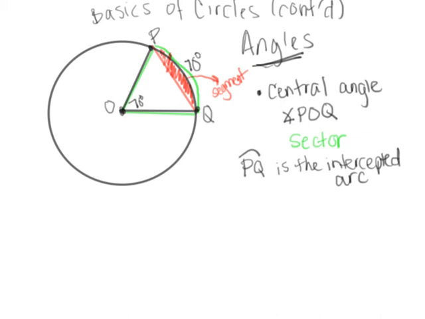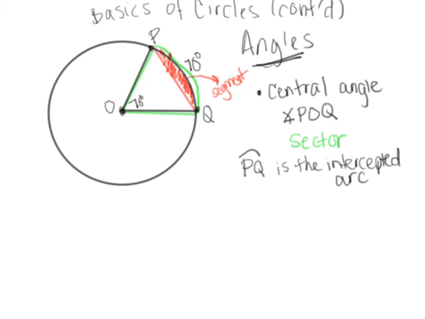You have the central angle, which would be called angle POQ, made by the center of the circle. You have a sector, which can be named in any order. Sometimes I see it named OPQ or POQ, but it is this piece that looks like a slice of pizza or a slice of pie, something like that. And then you have this arc PQ, which would be known as the intercepted arc.